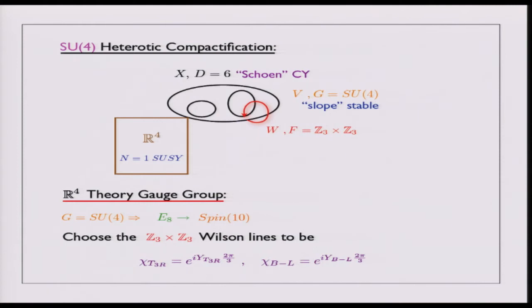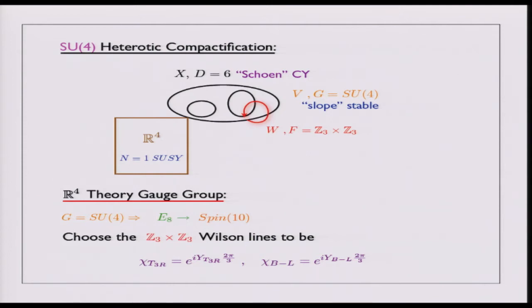You need that also in order to preserve N=1 supersymmetry. You have to have holes in this manifold so that you can wrap so-called Wilson lines around the holes, and in this case, Z3 cross Z3 Wilson lines. What's the effect of this kind of string theory when you compactify down to four dimensions?